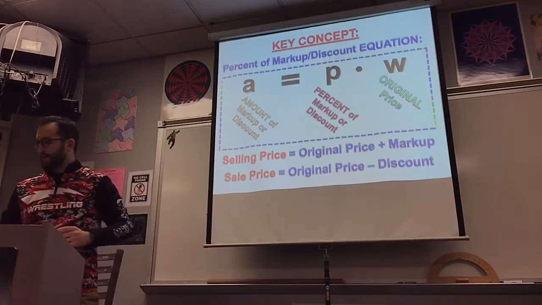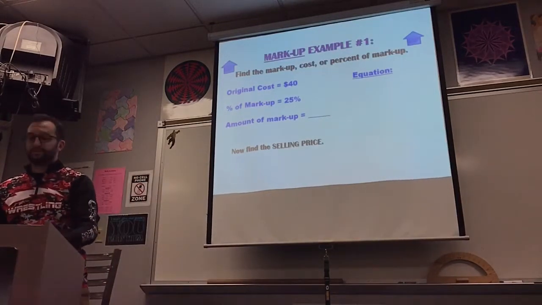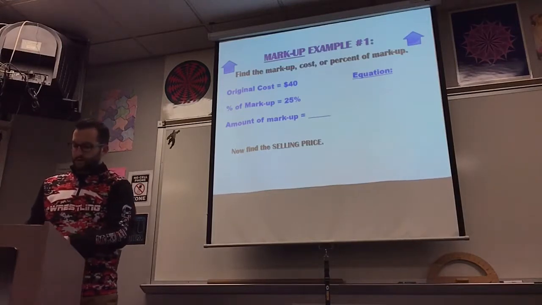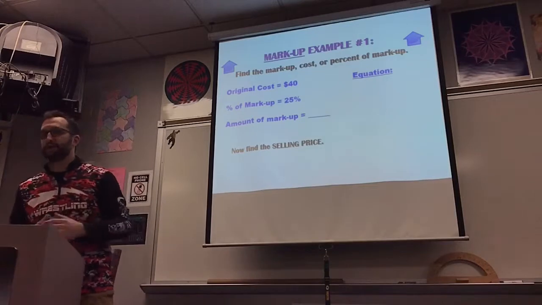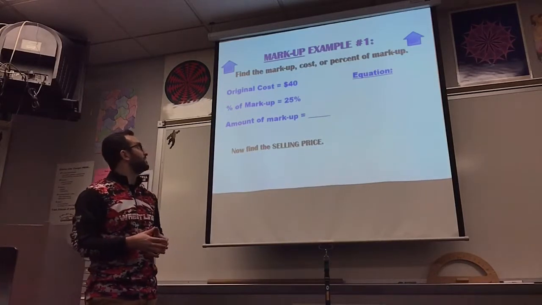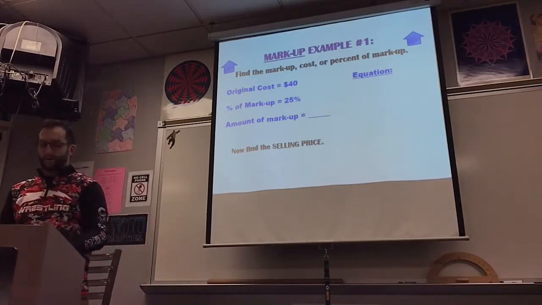Okay. Let's do a markup problem right away. Let's just go right into it. So, the original cost of an item is $40. So a store purchases a bike helmet for $40. That's name brand. Then they mark up the price by 25% so that they can make a profit. What is their amount of markup?